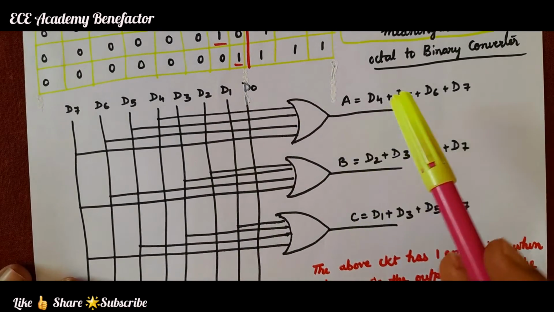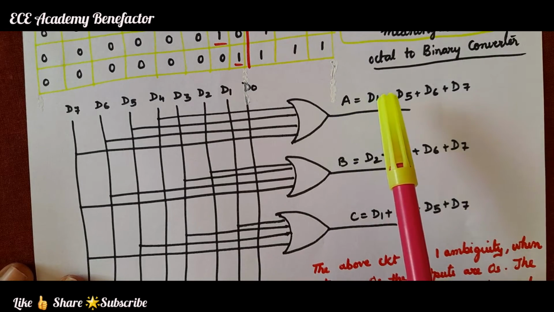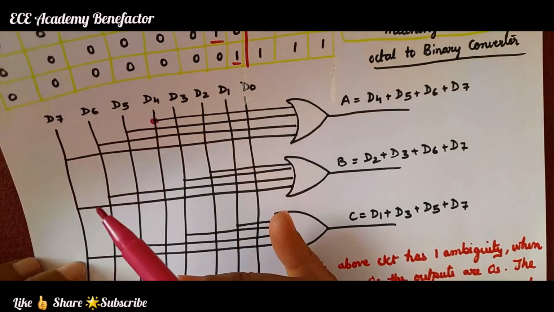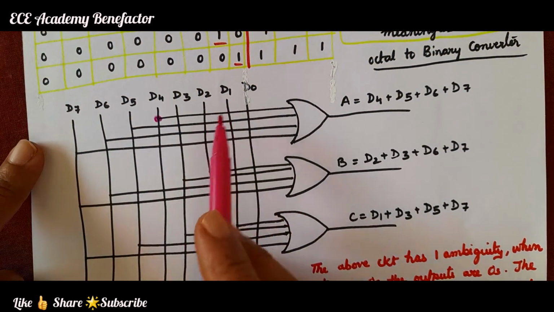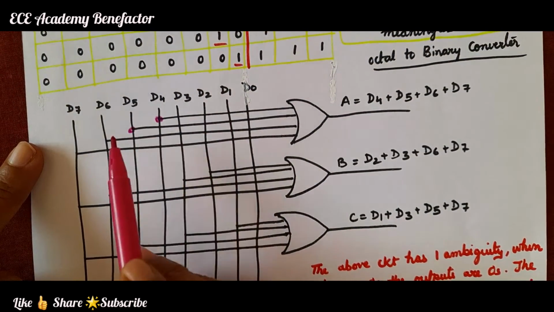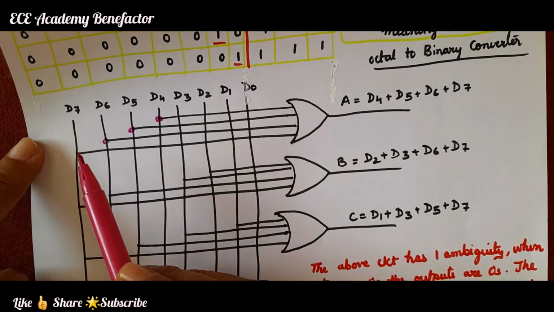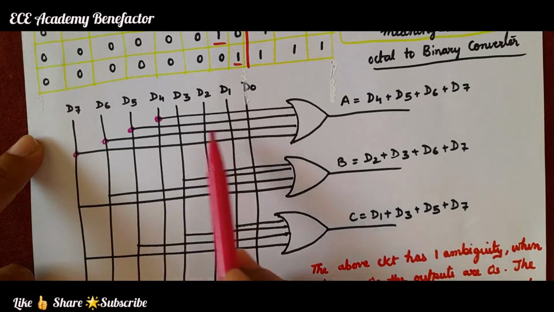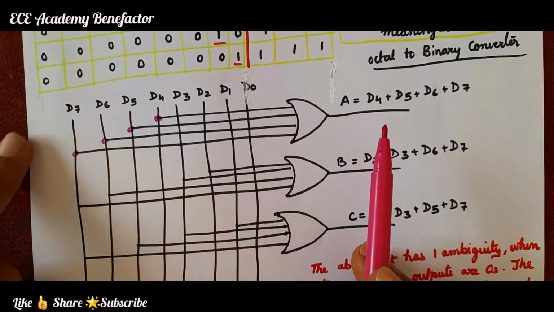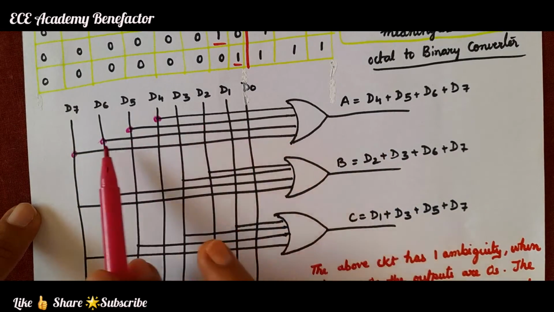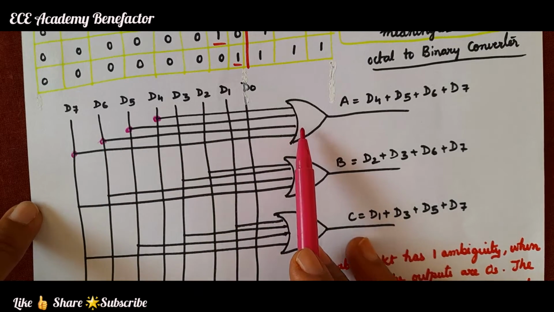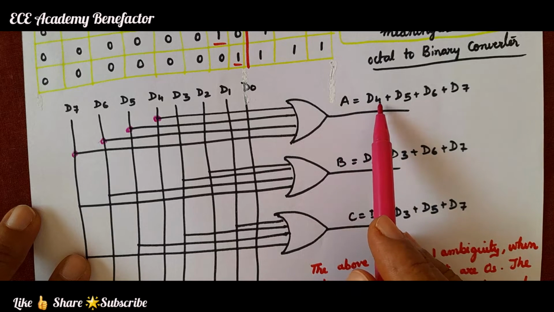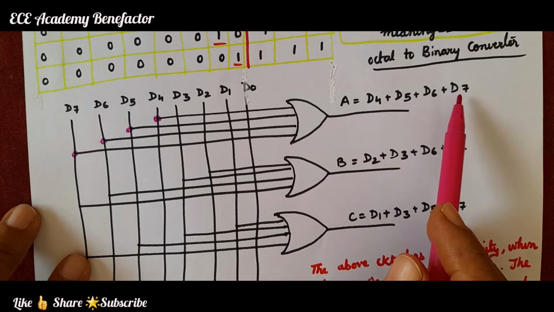Now to get A, what we have to do? We have to take D4 input, darken this D4. D4 plus D5 plus D6 plus D7. So we have taken the inputs from D4, D5, D6 and gave to an OR gate to get the expression for A. A is equal to D4 plus D5 plus D6 plus D7.